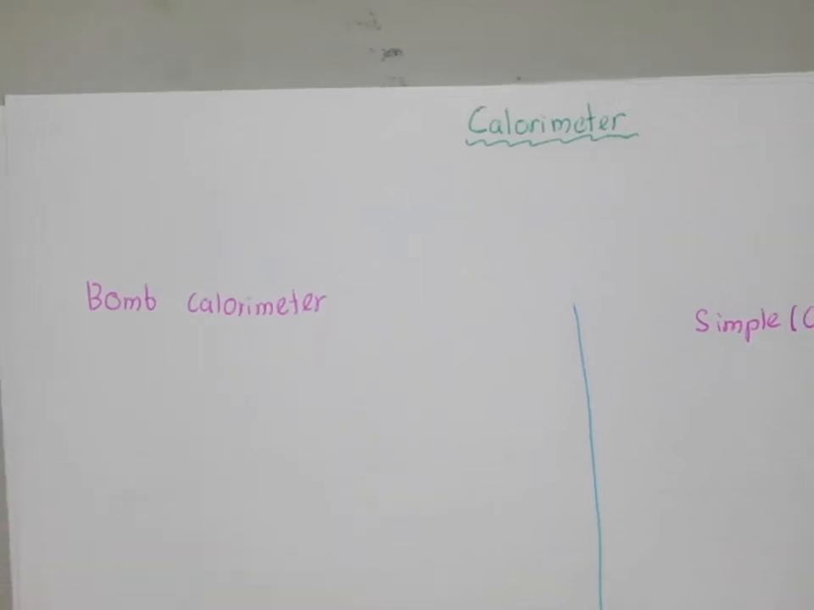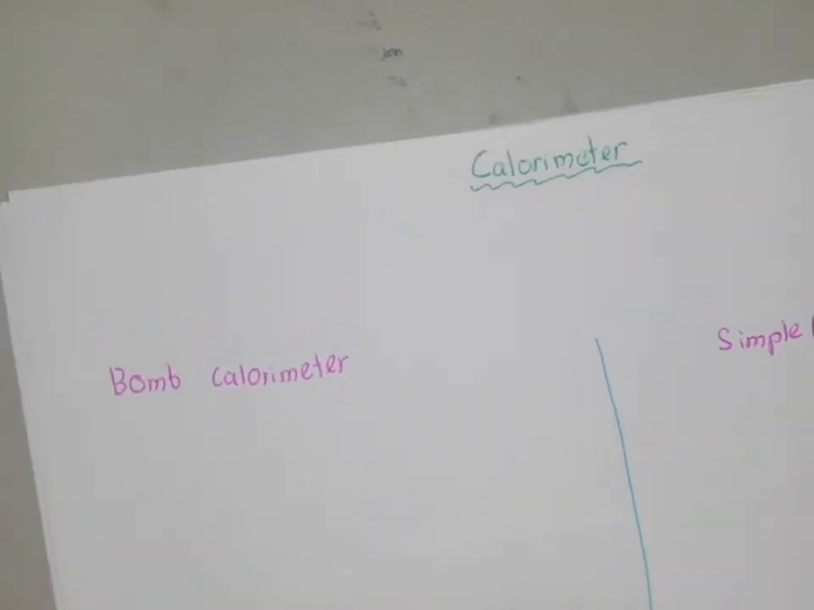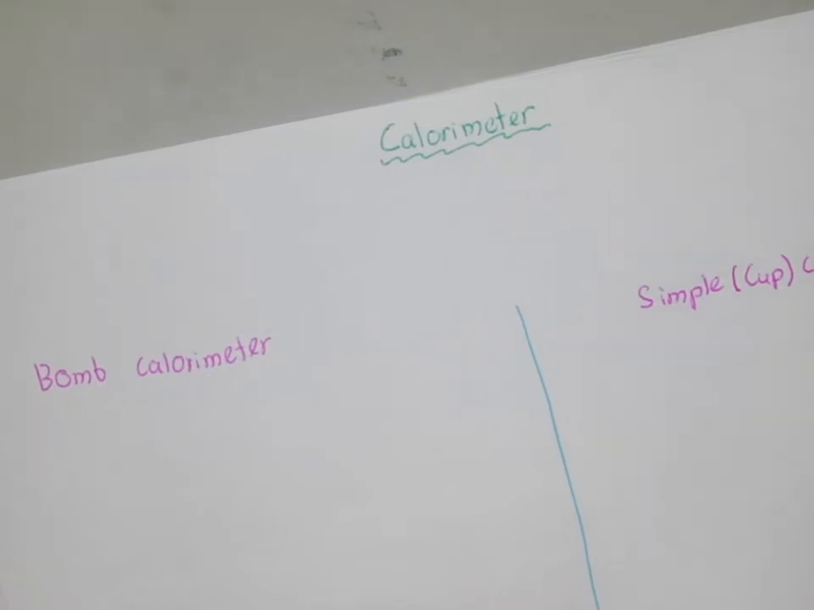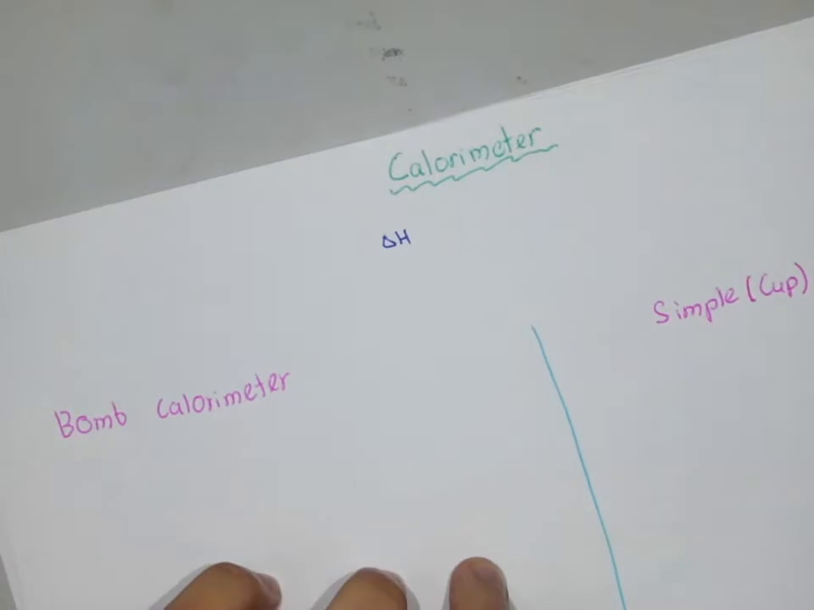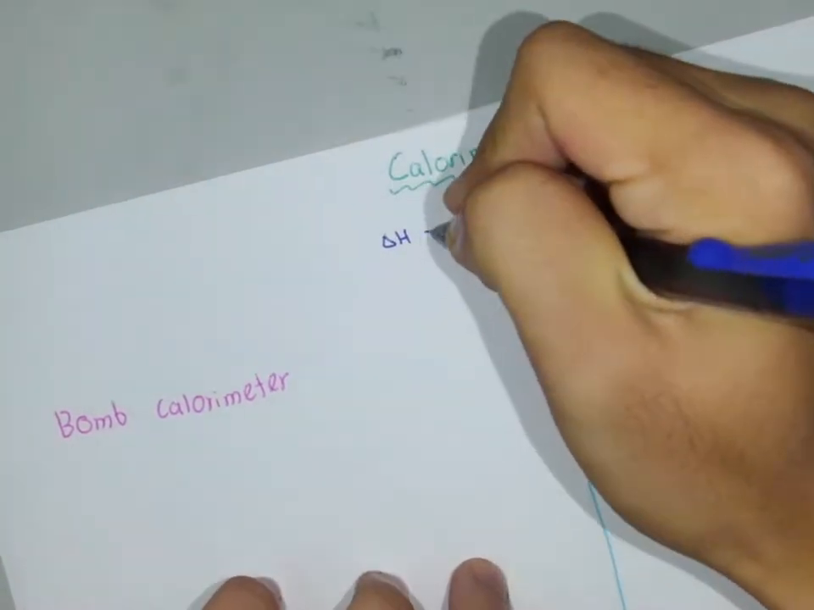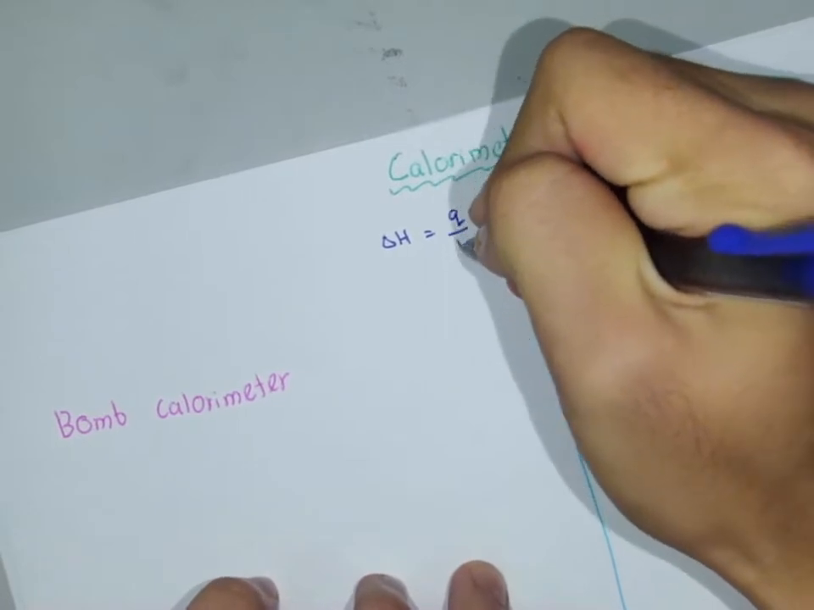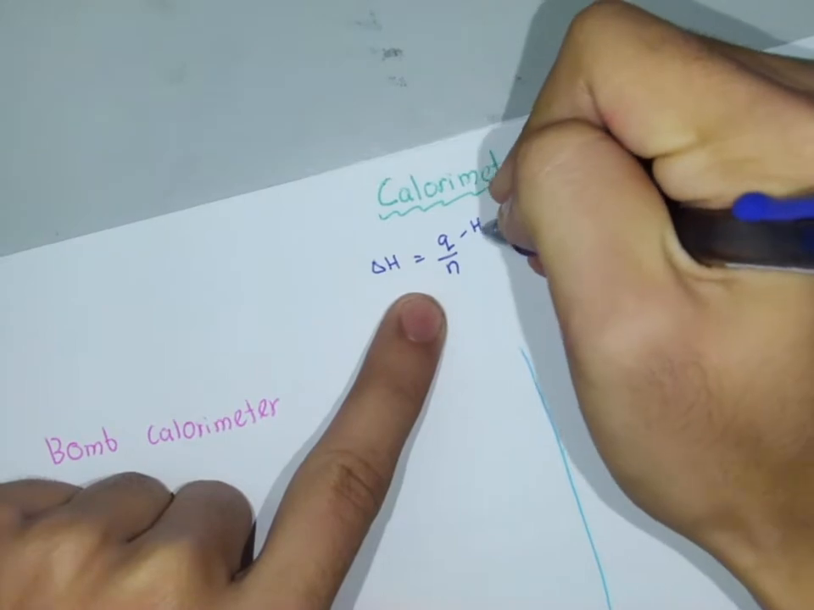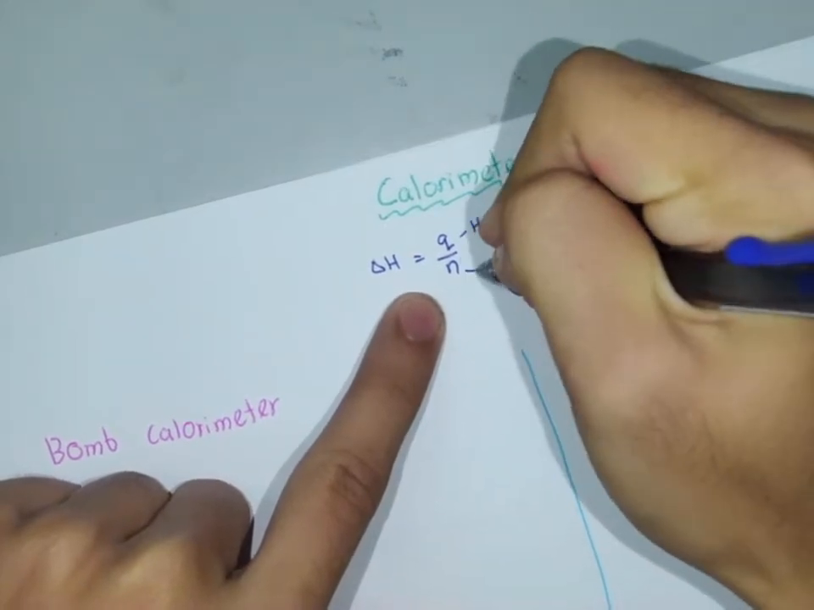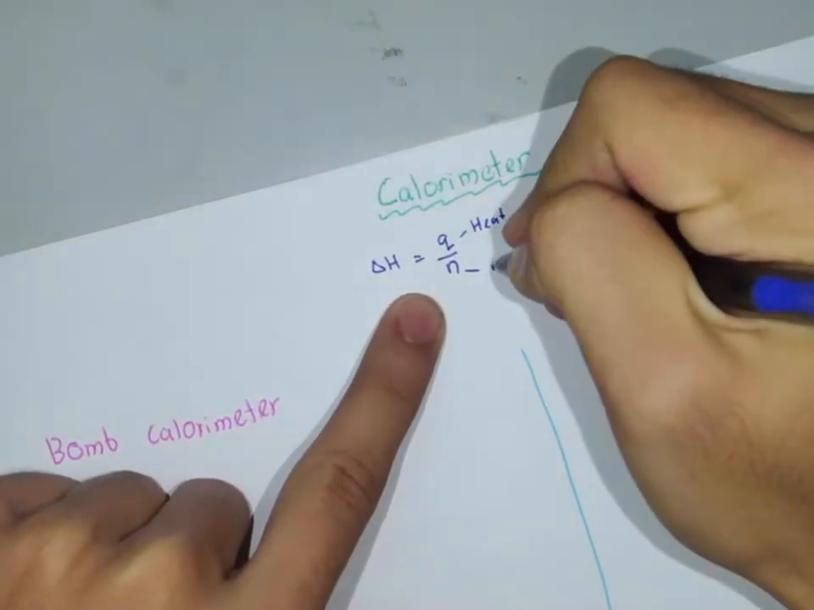Okay, so lastly is calorimeter. So for calorimeter, there are a few equations that you need to know. We've been talking about enthalpies. So what is enthalpy in terms of calculation? It is Q over N, where Q is the heat, and N is the moles.